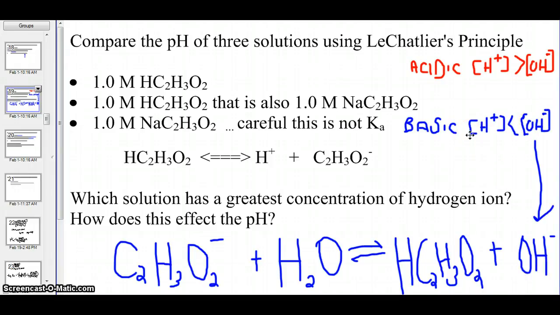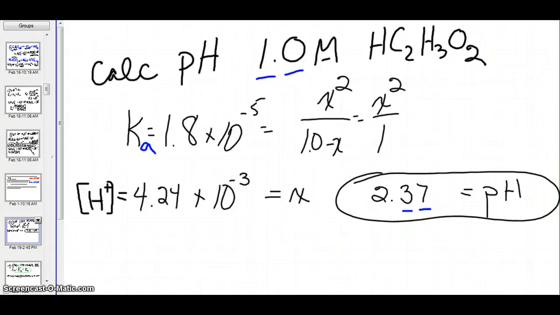So moving forward, I want you to try pausing and calculating the pH of these three solutions before moving forward on the podcast and looking at the work that I've done and shown for you. So pause it now and then begin again in a moment.